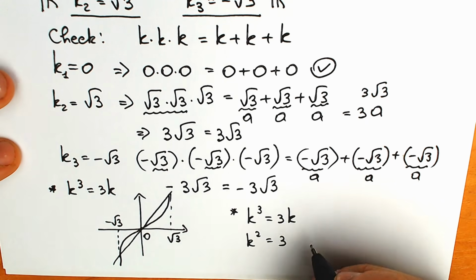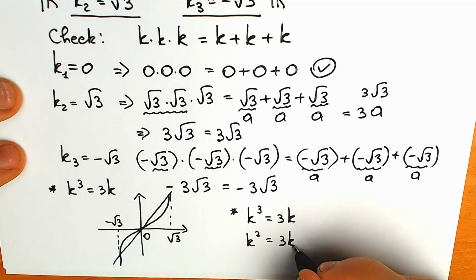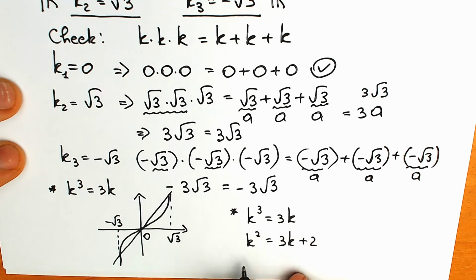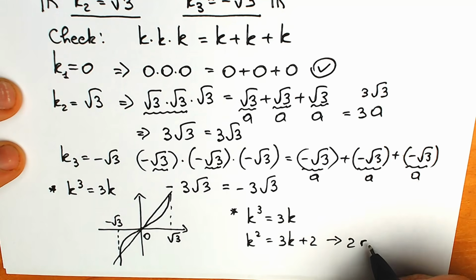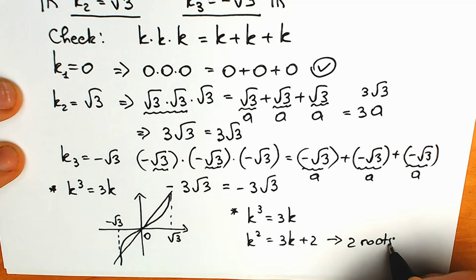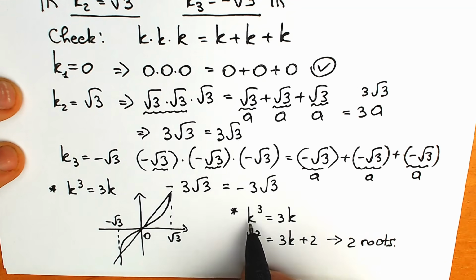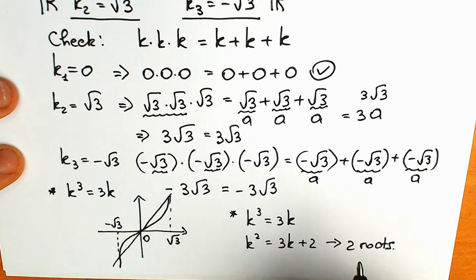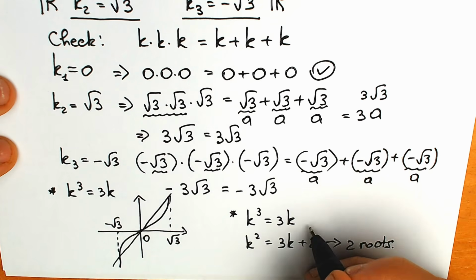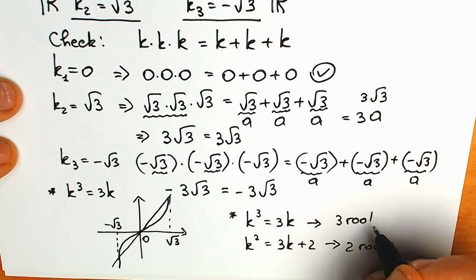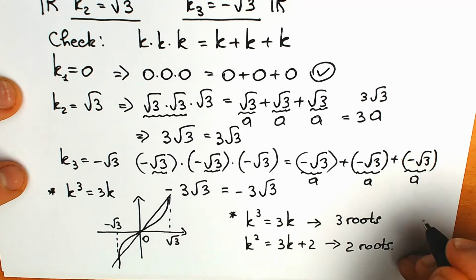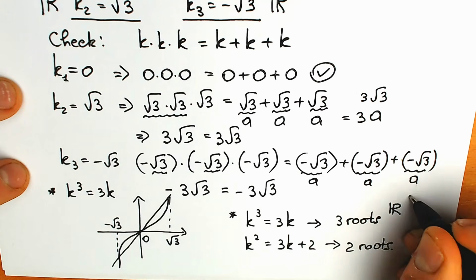Moreover, I can write it like equal to 3k plus 2. This is a quadratic equation, something like that. And as a result, we can get from here 2 roots, okay? Discriminant, you know, a basic thing. But what about k cubed equal to 3k? According to the fundamental theorem of algebra, when we have k cubed, we are talking about three roots in total. And exactly in this case, we don't know how many real roots, how many complex roots right here.